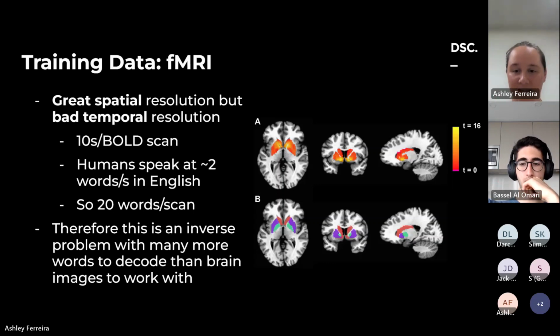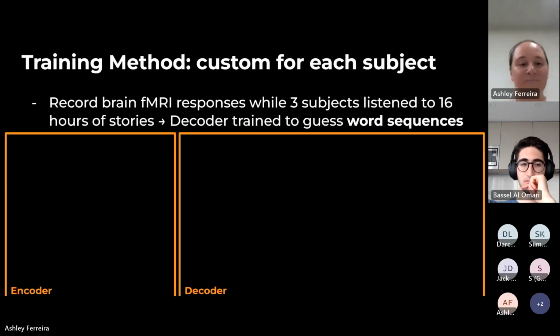You need about 10 seconds to do one of these scans, but humans speak at a rate of about 2 words per second. That means that in one scan, you have to basically decode 20 words that person would have thought in their inner monologue, said out loud, heard, etc. This is called an inverse problem because there are many more words we need to decode than brain images to work with, which is why these sorts of problems aren't trying to decode the exact words, but more the general semantic meaning of a phrase.